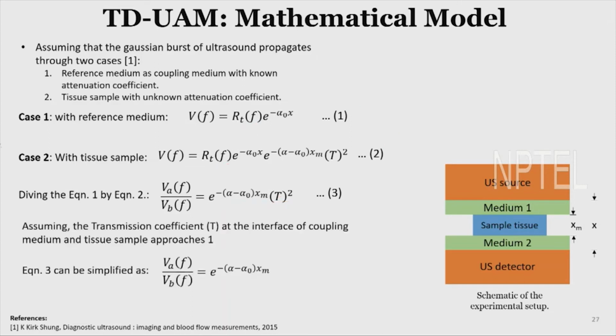The transmission coefficient we can assume to be 1 in the case where the acoustic wave propagation is transmitted completely from medium 1 to the sample tissue, for example, and from the sample tissue to the medium. This is an assumption. If we assume that the transmission approaches 1, the equation can be simplified to this equation over here, and in this case all of the components are known. For example, Va is known, Vb is known, alpha naught is known, xm is known. The only unknown is alpha, the attenuation coefficient of the sample tissue. So we do multiple experiments, we repeat it 3 times, and we then quantify the average alpha value for each of the sample tissues.